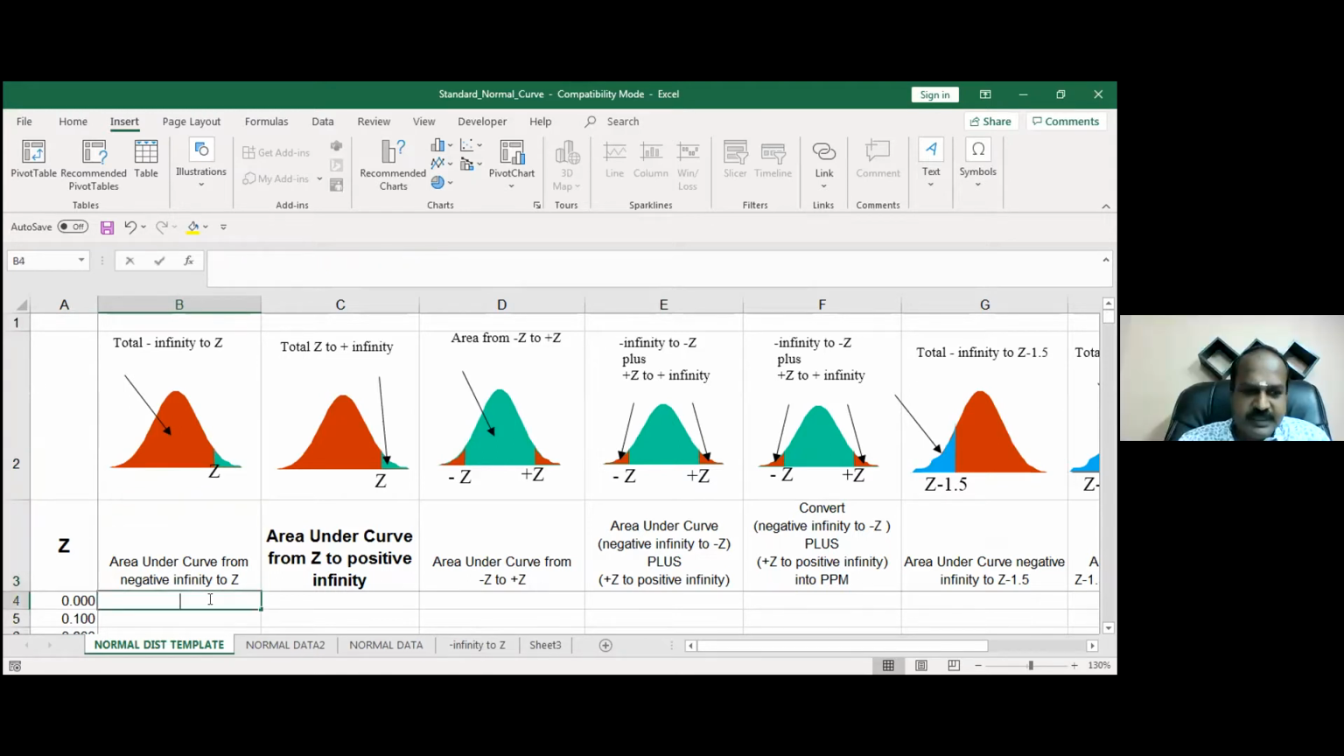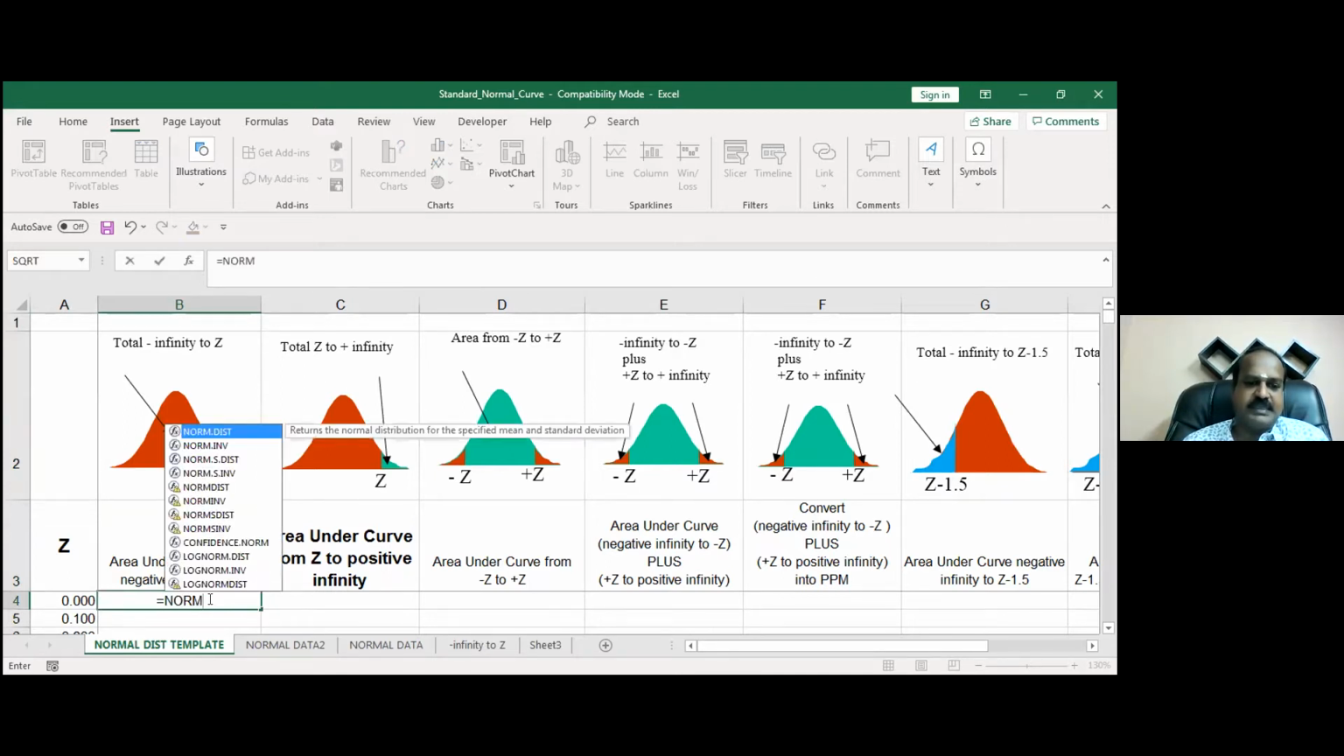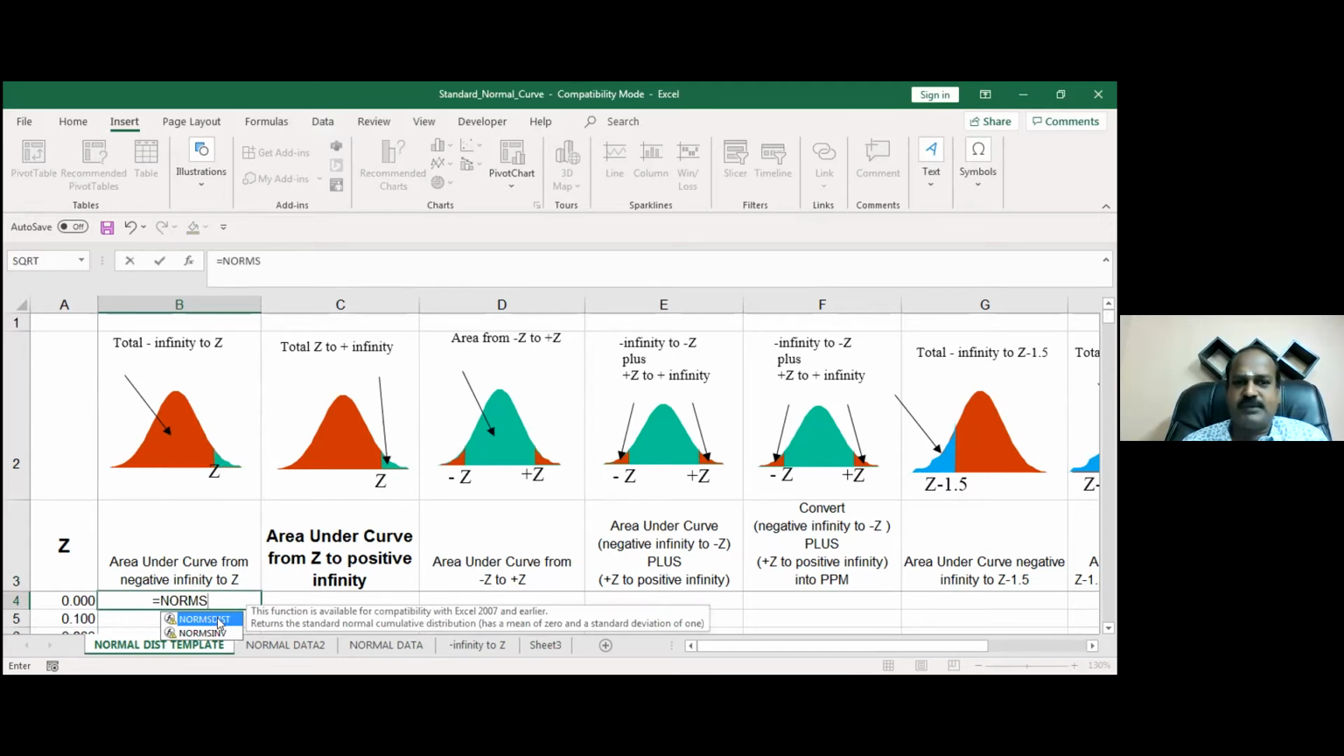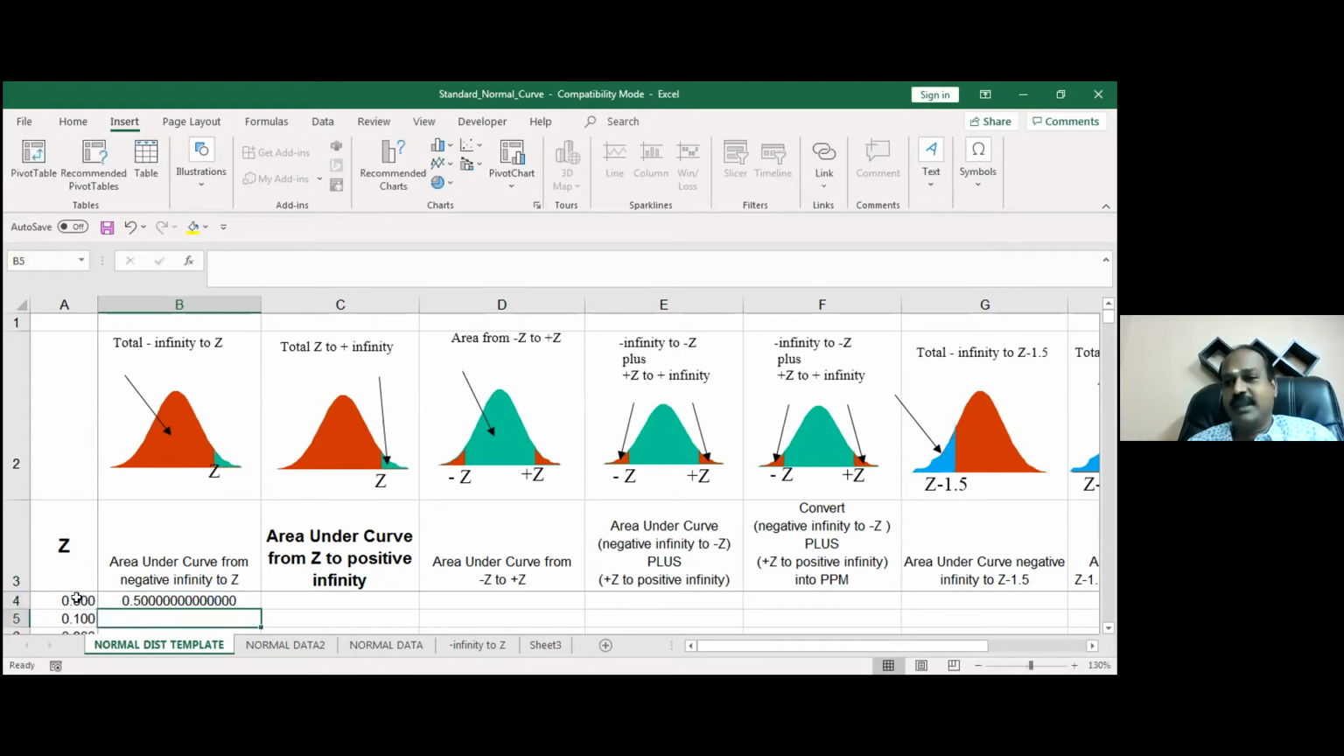See here. Equal to NORM.S.DIST. What is the formula? NORM.S.DIST. S.DIST means standard normal distribution. Clear? I click that. Standard normal distribution of Z value. What is the value coming? 0.5. Do you know why it is coming 0.5?